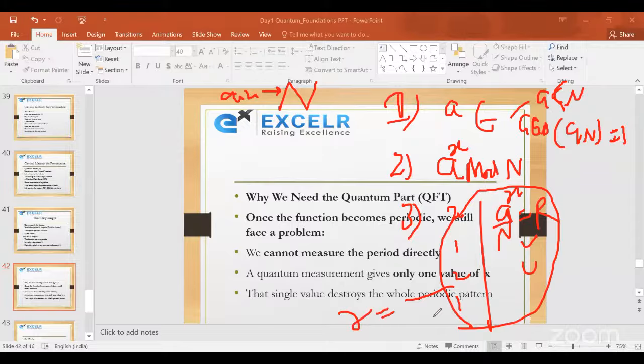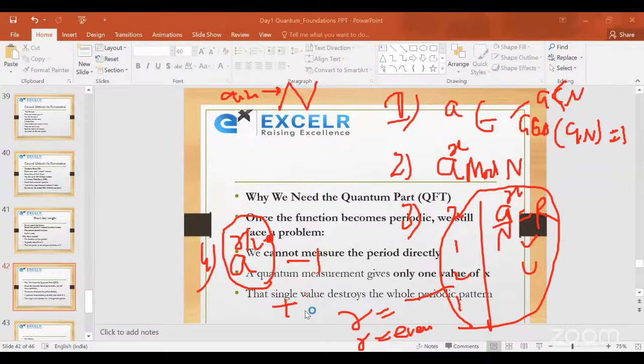When we find the periodicity, the fourth step is that we have to form a to the power r by 2. Sorry, a to the power r by 2. We have to find this factor a to the power r by 2 once we have the periodicity r. There is one restriction that this periodicity should be even. Why this? I will tell you later. Then, from the number a to the power r by 2, we subtract 1 and add 1.